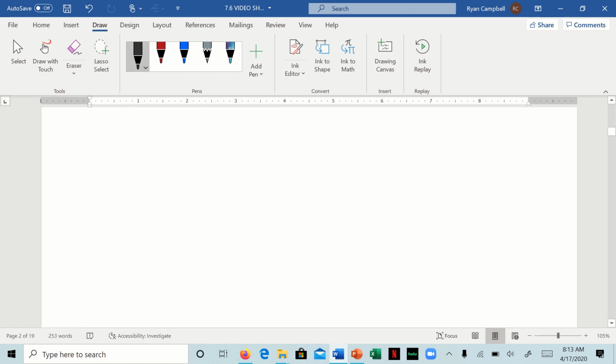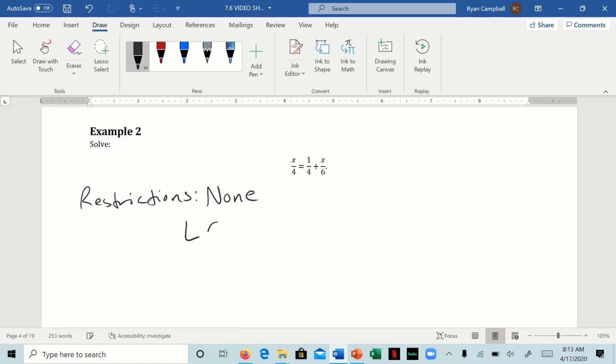Let's do another one. All right, so for this case, restrictions. So when will the denominator be 0? Well, we can see the denominator is 4, so 4 is never 0. Again, 4 is never 0, and then 6 is never 0. So there are no restrictions this time, right? Because we don't have an x in the denominator.